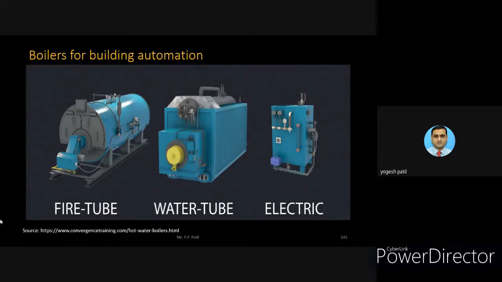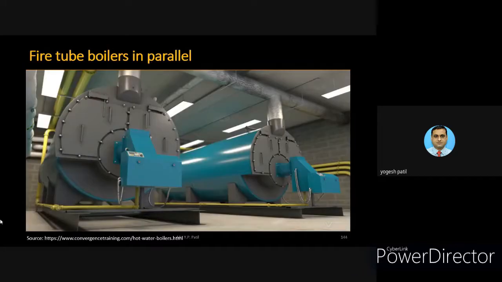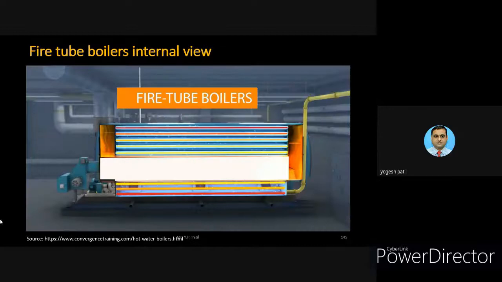Before that, you can see the real pictures of the three important types of boilers. They are commonly used in the building automation sector. The left one is the fire tube boiler, the middle one is the water tube boiler, and the right side is the electric boiler. The electric boilers consume more power, so they are not popular in building automation. Such types of boilers, maybe fire tube or water tube, are connected in parallel. The same situation is also for water tube.